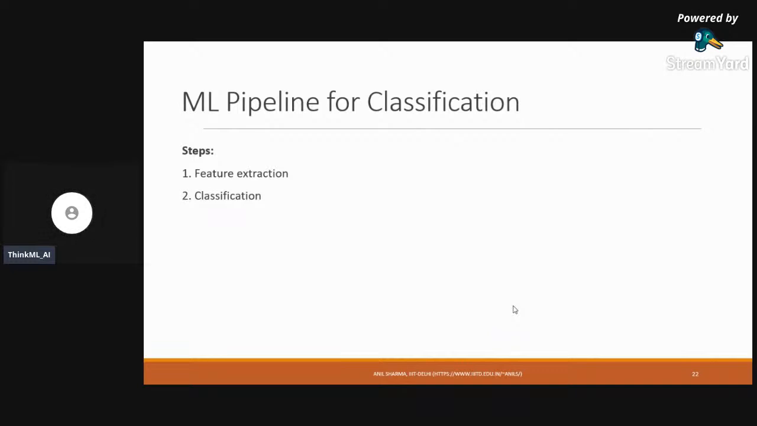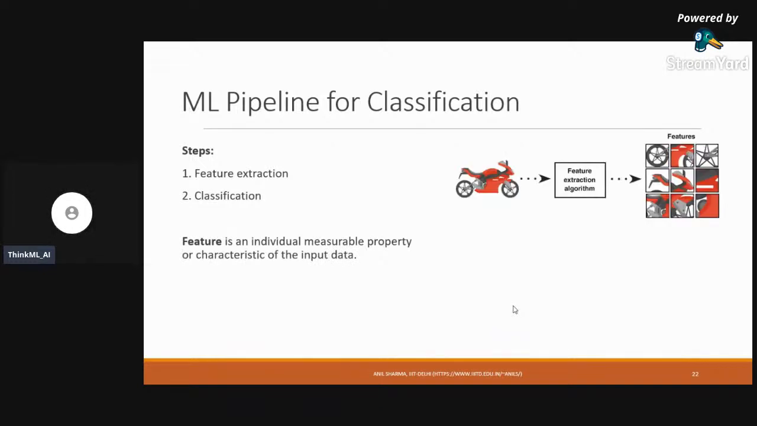There are two steps: feature extraction and classification. The features are an individual measurable property or characteristic of the input data. For example, if we give an input image of a bike, it will do feature extraction. Features could be that there are wheels, there is some bonnet, there is some backlight, headlight; these kinds of features could be there.